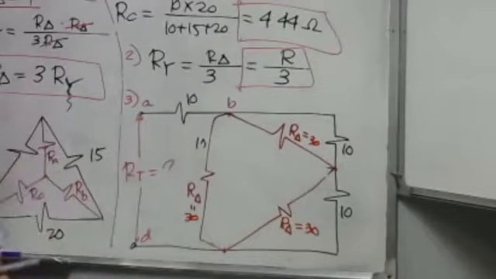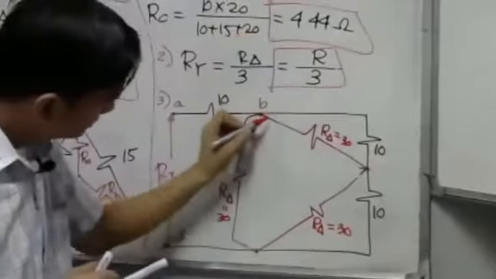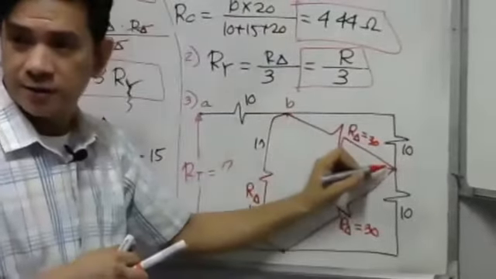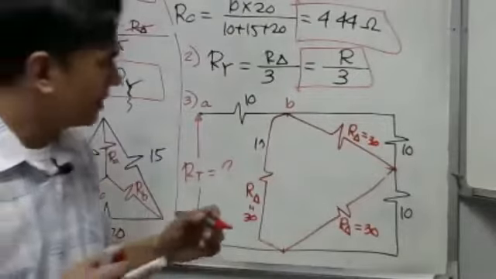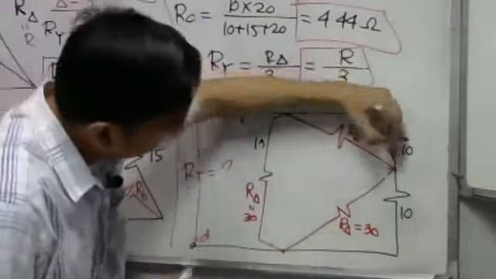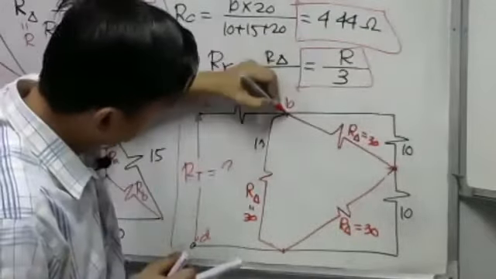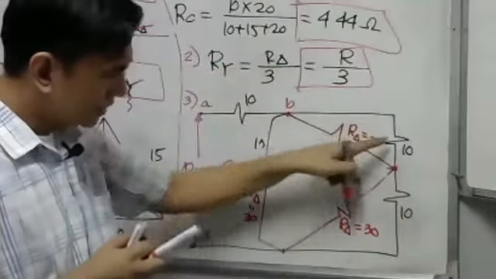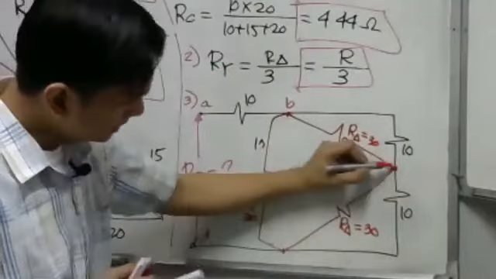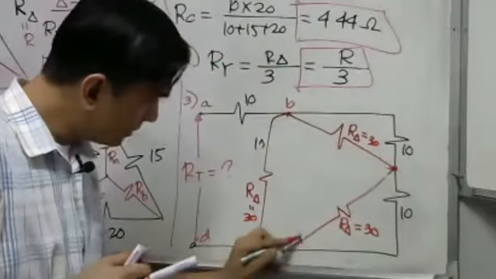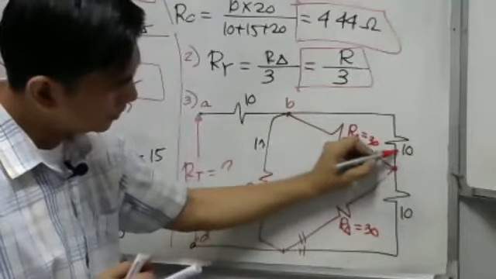Take a look what will happen here. What is the connection of this 10 ohm resistor to this 30 ohm resistor? Simply they are in parallel, right? Nakaparallel lang sila. Oh, bakit sir? Kasi they have two common nodes, the first node and the second node. So they are just connected in parallel, the 10 and 30. What about the 10 and 30 here? They are also connected in parallel. The same goes with these two.